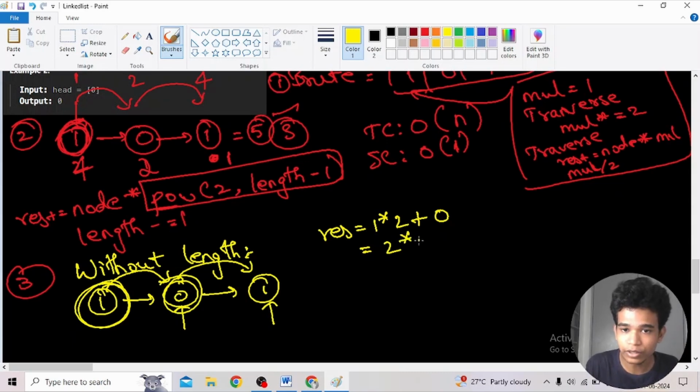So again do this with a multiplication of 2 plus, what is the value? It is 1. Now what is the value? 5. Is there any other node? No, right? So this is my output.